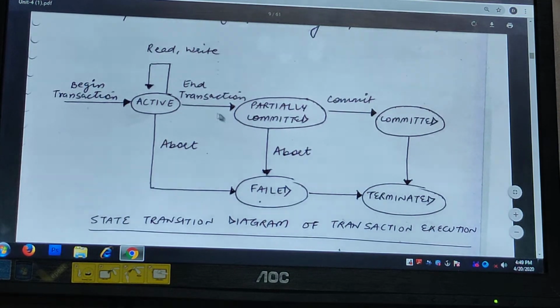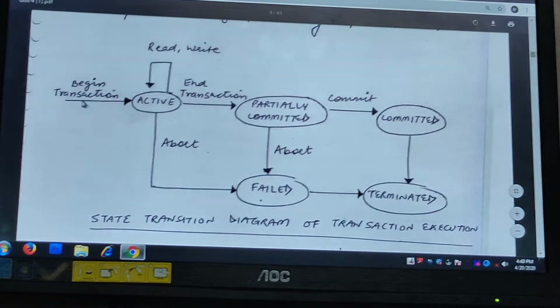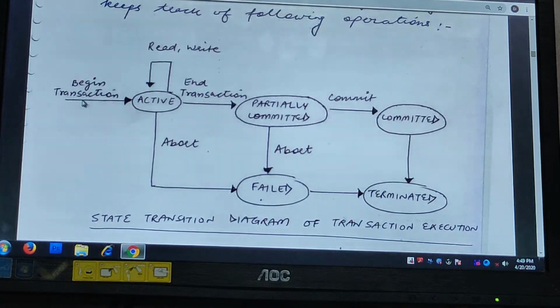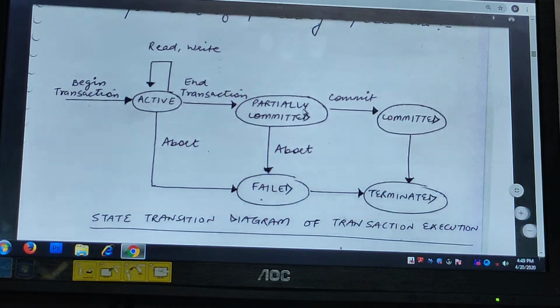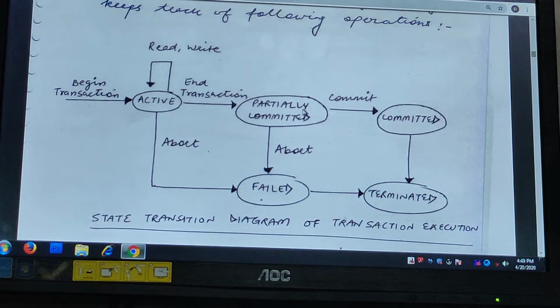If you remember, when we used to insert records in our table in the lab, suppose you have successfully inserted some records and it says one row created, in that case you are in the partially committed state, right?